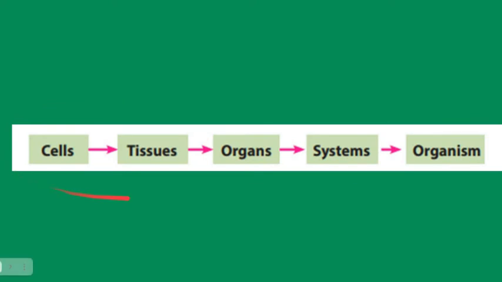This is the basic organizational unit of the structure of an organism. So first you get a cell. A collection of cells form a tissue. A collection of tissues make an organ, and a collection of organs make a system. A collection of systems make an organism. So these are the basic organizational levels of an organism.